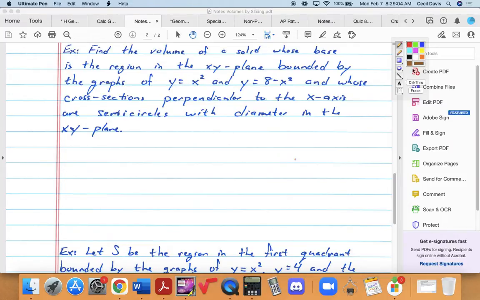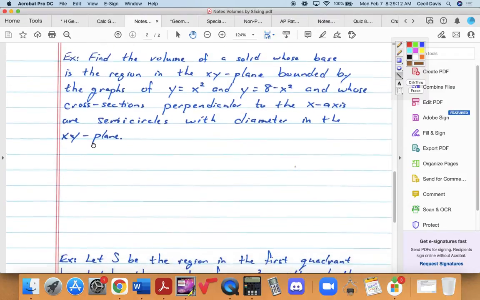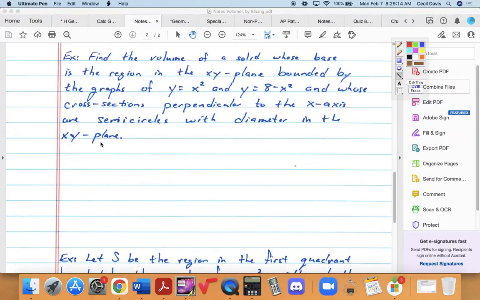So let's start by sketching a graph. We've got y equals x squared and y equals 8 minus x squared. All right. So both parabolas, y equals x squared, an upward facing parabola, 8 minus x squared, a downward facing parabola. They're really supposed to be the same width, but it gets you what you want.